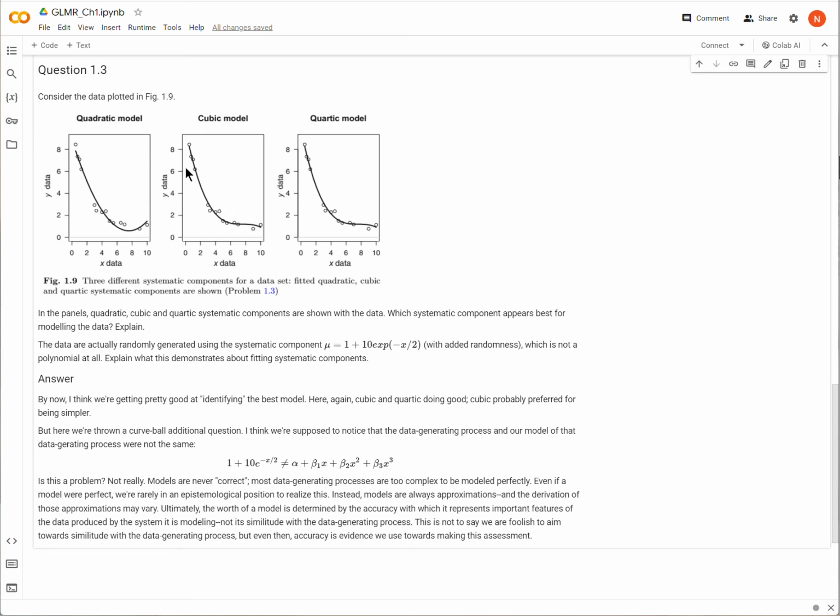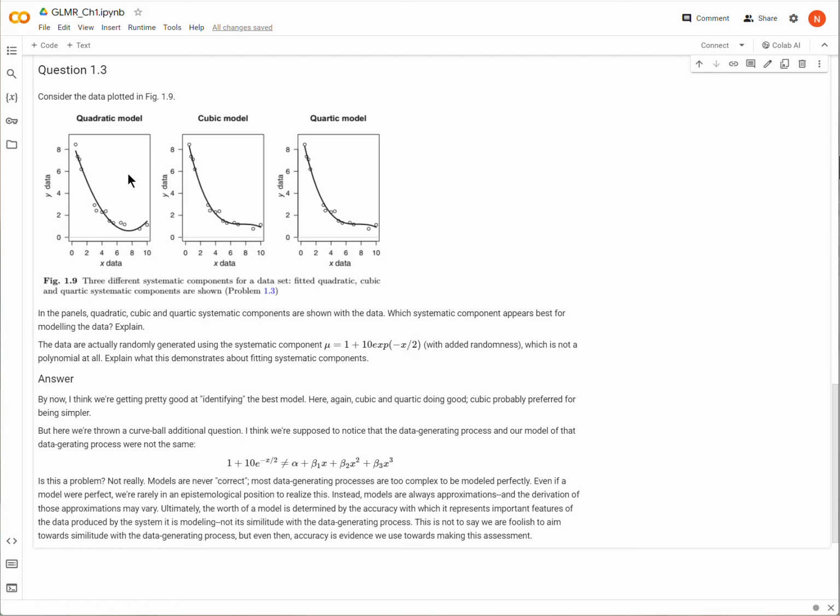Well, since the cubic model is simpler, right, it's only going to have terms up to x cubed, whereas the quartic model will have terms up to x to the 4th power. The simpler model we tend to prefer, all else being equal. Okay. So that's all fine and good.